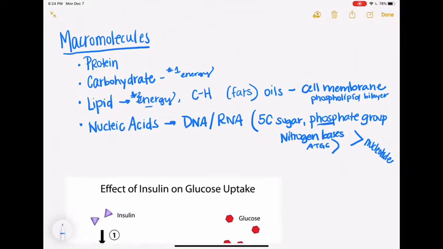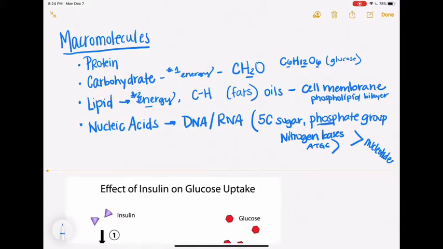And then carbohydrates, they have a lot of carbon, hydrogen, and oxygen in them. Usually there is twice as much hydrogen as there are carbon and oxygen. For example, glucose, as we're going to talk about later, is C6H12O6. And so you see there's twice as many hydrogens as there are oxygen and carbons in glucose. All right. And so that's a carbohydrate, also good for energy.